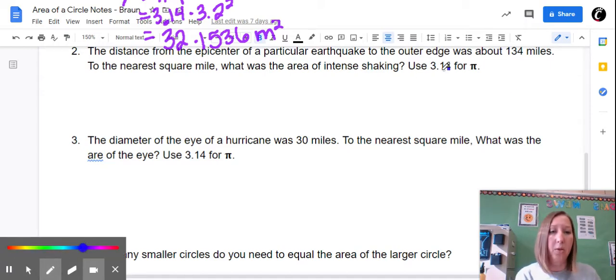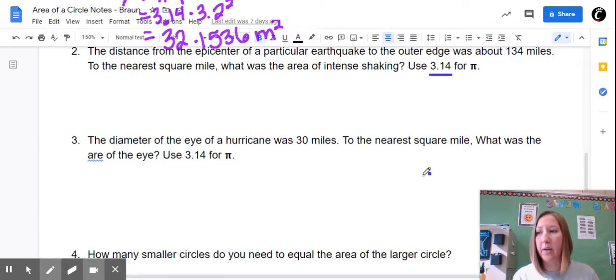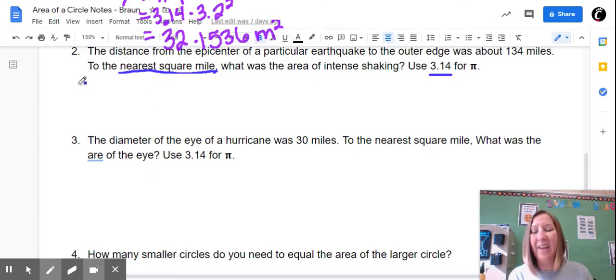So we want to make sure we're using 3.14. We're not going to forget that. And then it also wants us to round to the nearest square mile. When we're rounding to the nearest square mile, that means we are actually going to round to the nearest whole number. So let's take a look at what we have. First, I think it's helpful to draw a picture. It helps us to see what they're telling us.